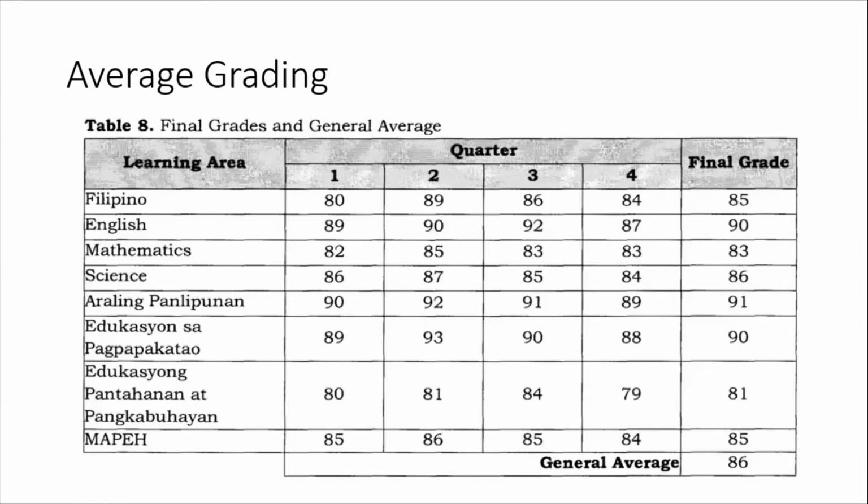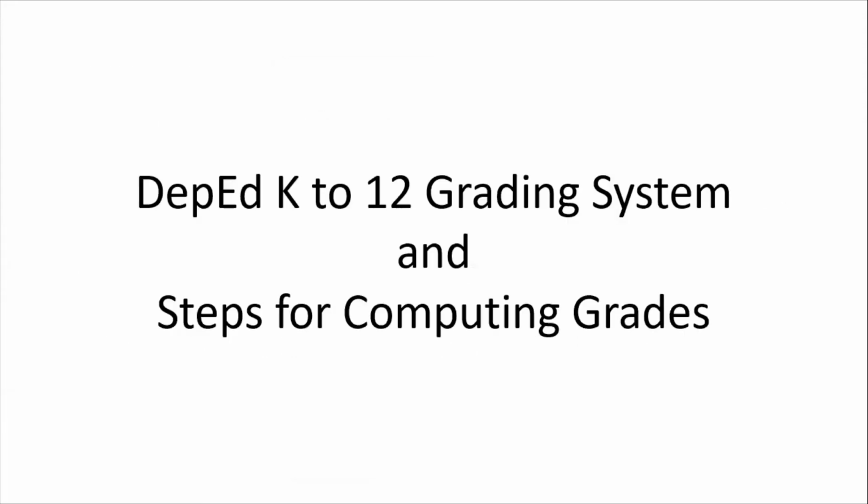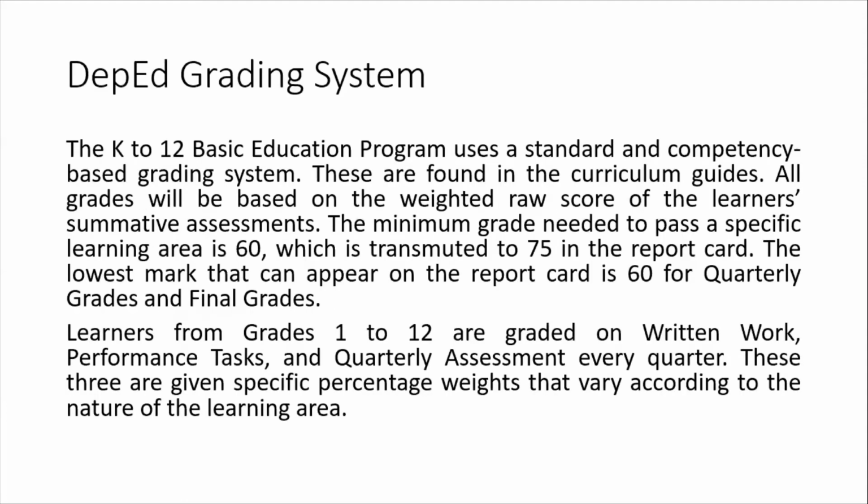But in average grading, you just sum up all the grades in a quarter and then divide by the number of quarters. Like here, you will have 80 plus 89 plus 86 plus 84 divided by 4 for Filipino. That's 85 as the final grade, and so on. So that's average grading. And then the DepEd K-12 grading system and the steps for computing the grades.